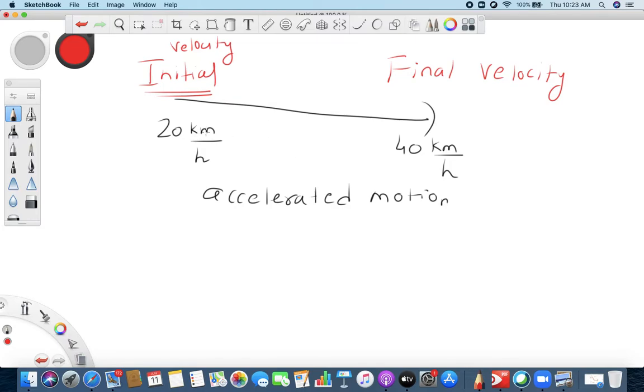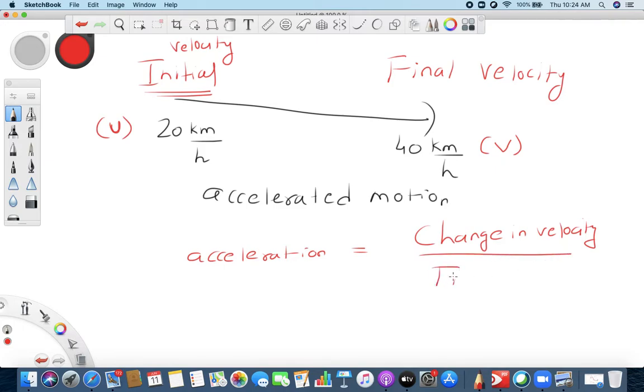Here the initial velocity is represented as small u, and small v is represented as the final velocity. Whenever you see u, it means initial velocity, and whenever you see v, it's called final velocity. So what is our formula for acceleration? We learned that acceleration is change in velocity upon time taken.